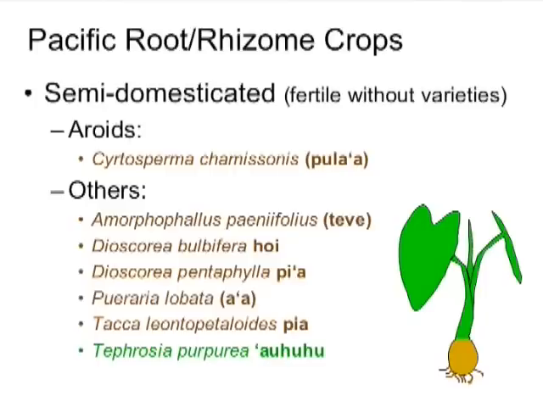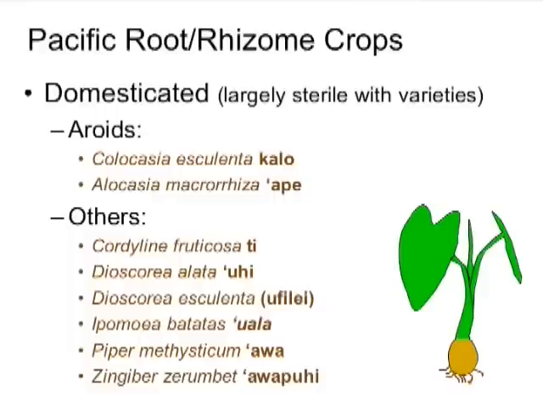The next category we have is semi-domesticated root crops. And these tend to be fertile and don't have varieties that are recognized. This includes some of the aroids, such as Cyrtosperma, which is a swamp taro, and a number of other kinds of root crops that are found in lowland areas. The next category is domesticated root crops. These include those that are largely sterile and have a number of varieties that are recognized. This includes the most important plant, kalo or taro. Other plants that fit this same category as being sterile domesticates with varieties are seen here.